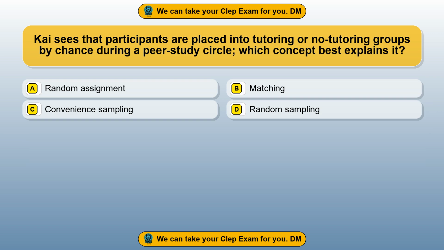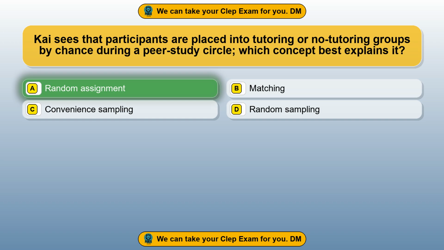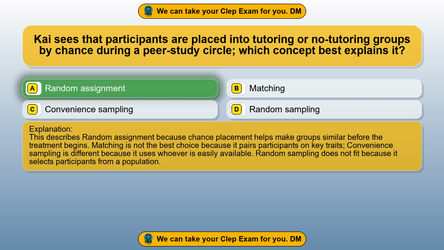Question 89. Kai sees that participants are placed into tutoring or no tutoring groups by chance during a peer study circle. Which concept best explains it? Option A, random assignment. Option B, matching. Option C, convenience sampling. Option D, random sampling. The correct answer is option A, random assignment. This describes random assignment because chance placement helps make groups similar before the treatment begins.